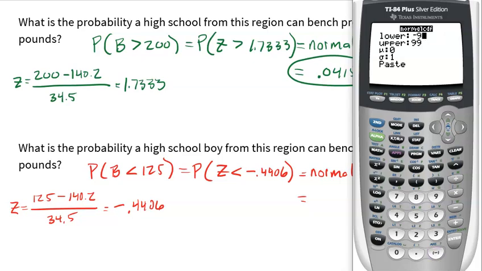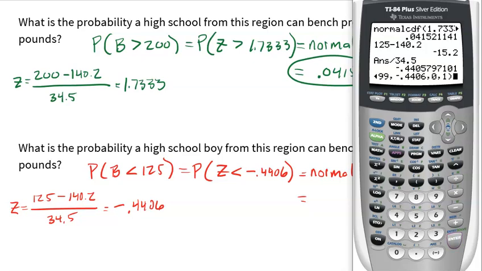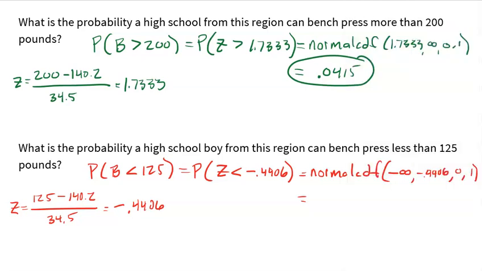So negative 99 is my negative infinity. Negative 0.4406 is my z-score. And 0.3298. So this would not be significant, 0.3298. So if a boy benched 125 pounds or less, that would not be significant. That would not be weird. It just happens. In fact, it happens almost 33% of the time. It would not be weird for a boy to bench less than 125 pounds. In fact, it's pretty common.